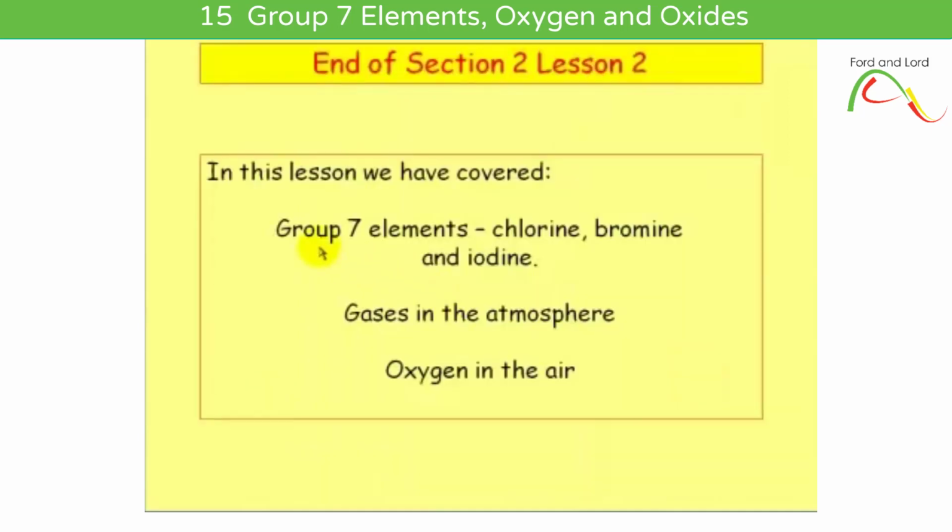Let's just check what we've done. We looked at group 7 elements, in particular chlorine, bromine, iodine. We looked at gases in the atmosphere and also looked at oxygen in the air as well.